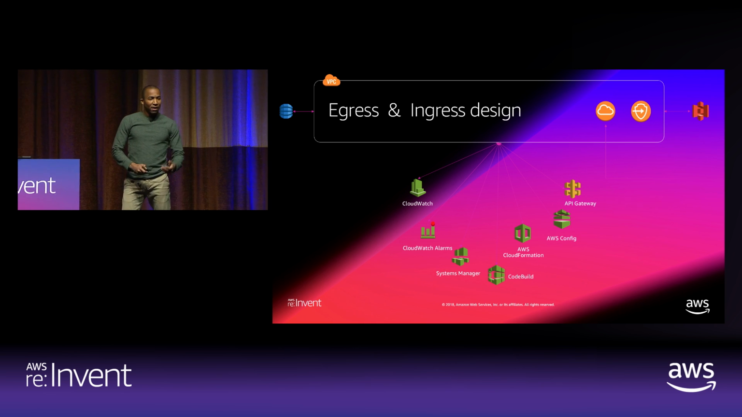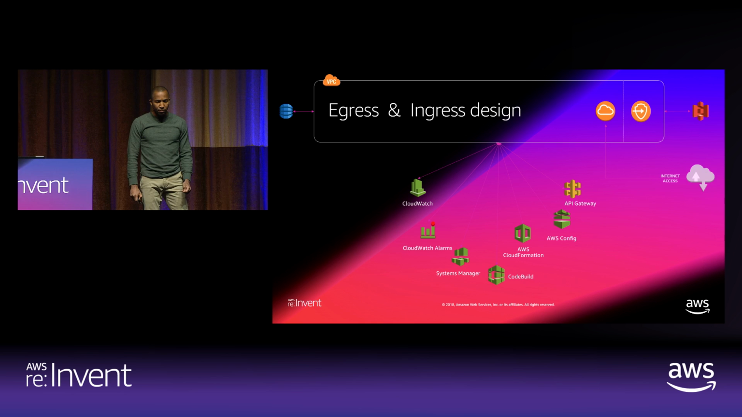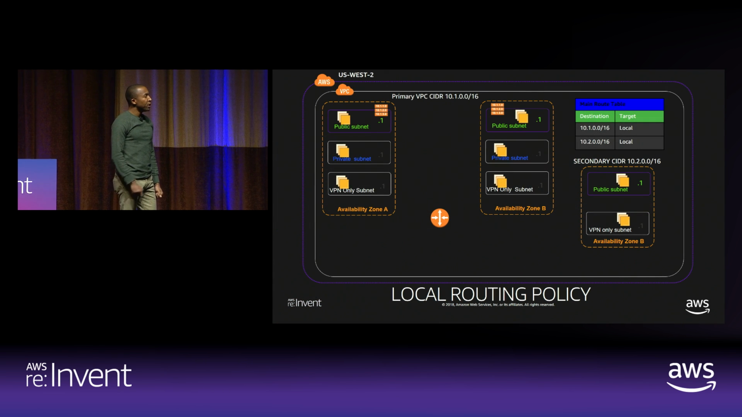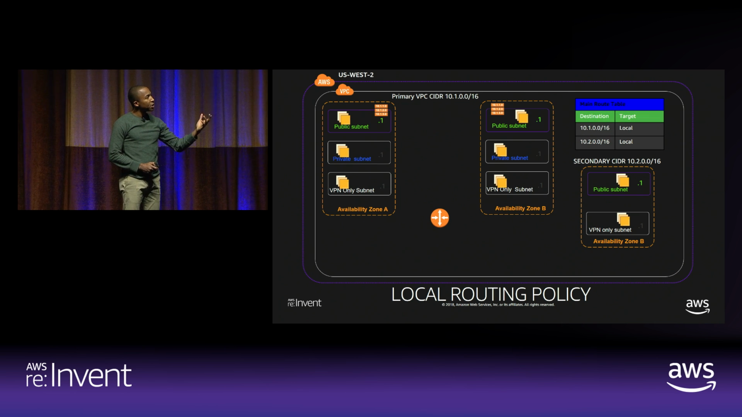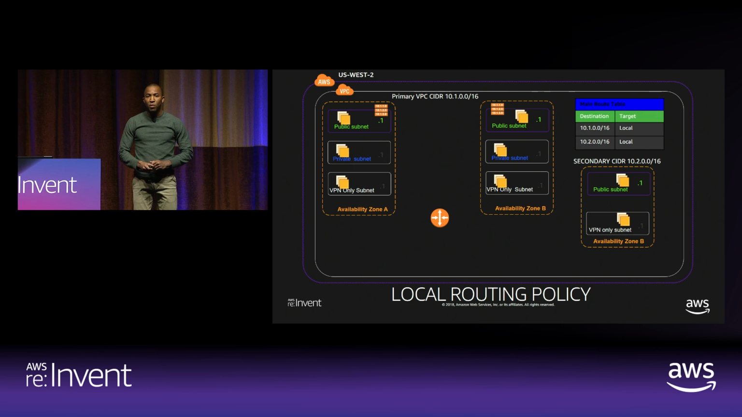So let's take a closer look at egress and ingress designs. When you create these subnets, what is actually added to your route tables is a local route, which simply means that every single subnet that you've created can communicate with each other. It's a completely flat network.